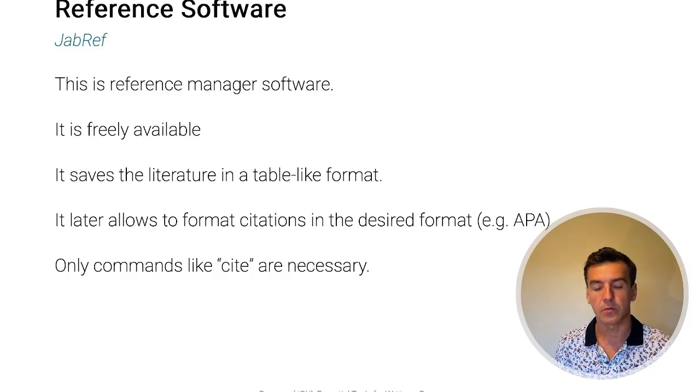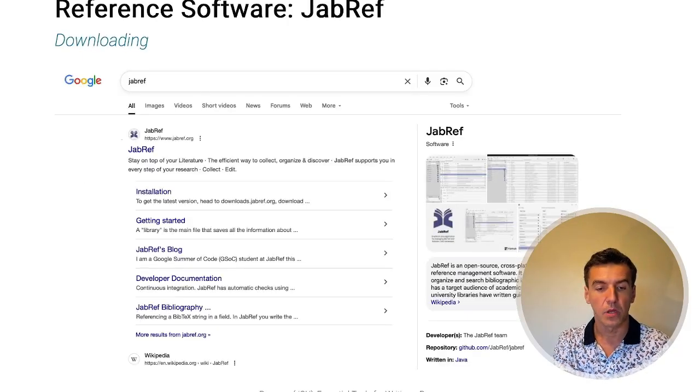Once you save all these articles, once you save the citations for these articles, you can then freely change your citation style to whatever style is necessary. For example, the American Psychological Association. So you only need a command like cite in order to use the different citation items, and I'm going to show you how. Okay, so you just go to Google, you type in JabRef, then this is the first result that's going to show up.